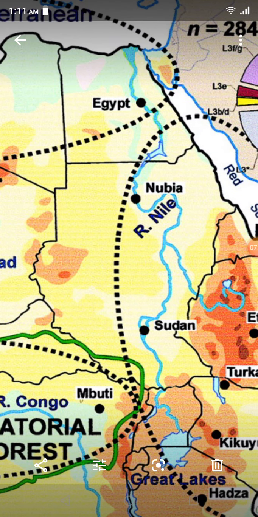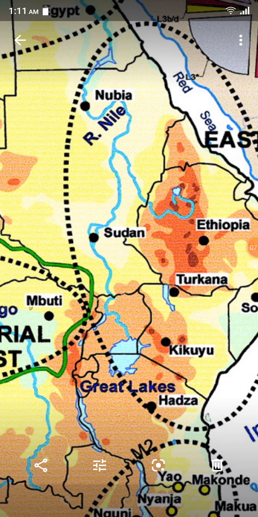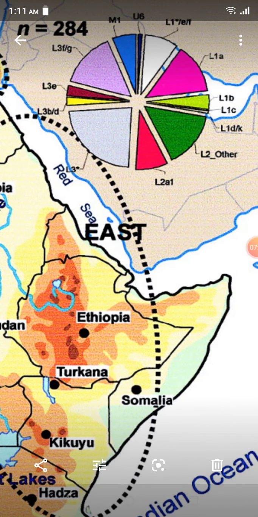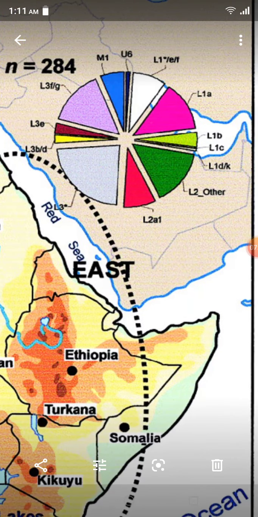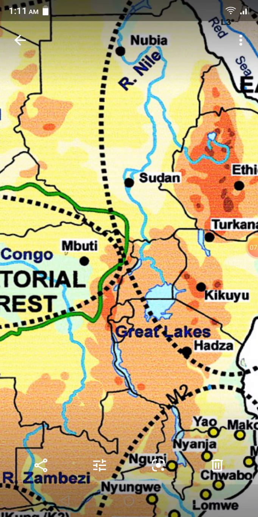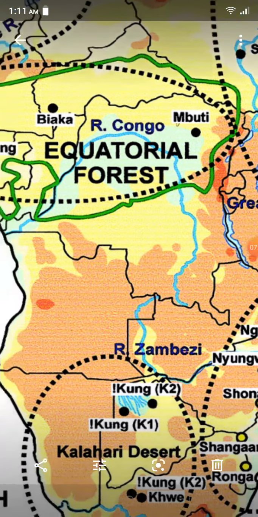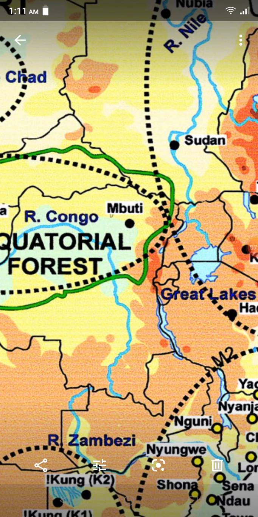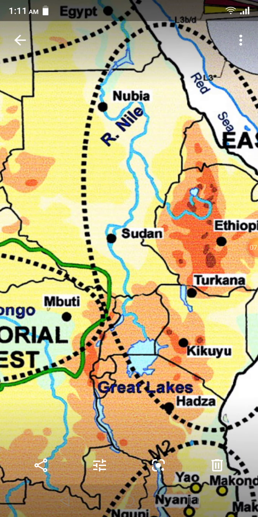So this is just an overall decent sized map that I had of Africa, and it just happened to have mtDNA graphs or charts on it. But other than that, I just needed this to explain real quick about the Israelites.